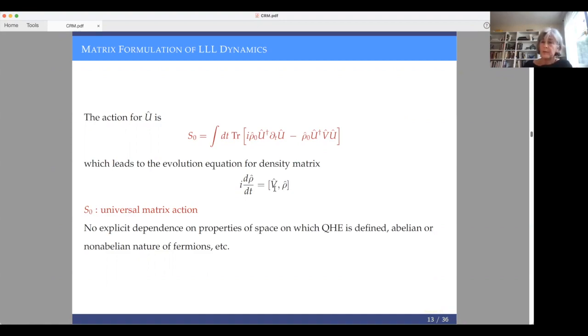So what I want to emphasize now is that this is a universal matrix action that so far has no explicit dependence on properties of the space on which quantum Hall effect is defined, whether the background is abelian or non-abelian or any of that. However, one can introduce the space-time features the same way we do it for non-commutative field theory.